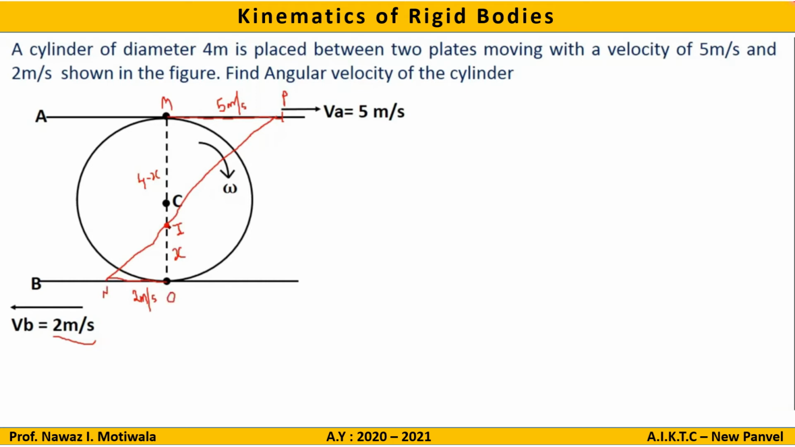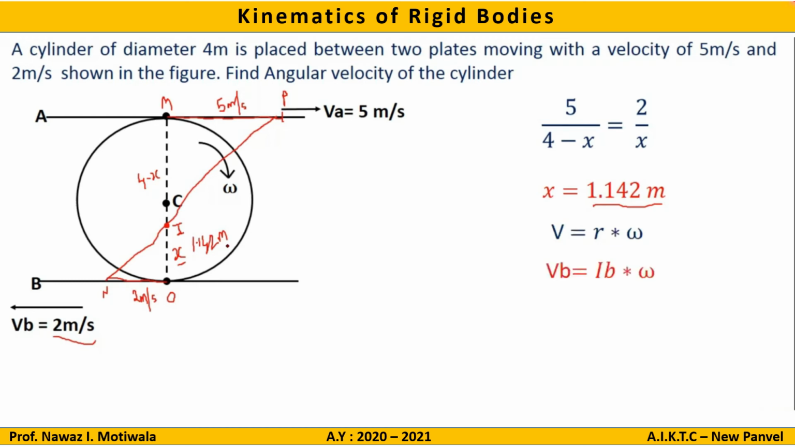For similar triangles ION and IMP, I can write 5 divided by 4 minus x, that is base of one triangle divided by height of the triangle, which is 4 minus x, will be equal to 2, the base of this triangle, divided by the height of this triangle, which is x only. Just by using the concept of similarity, I get x as 1.142 meter. That means the distance from I to O is 1.142 meters.